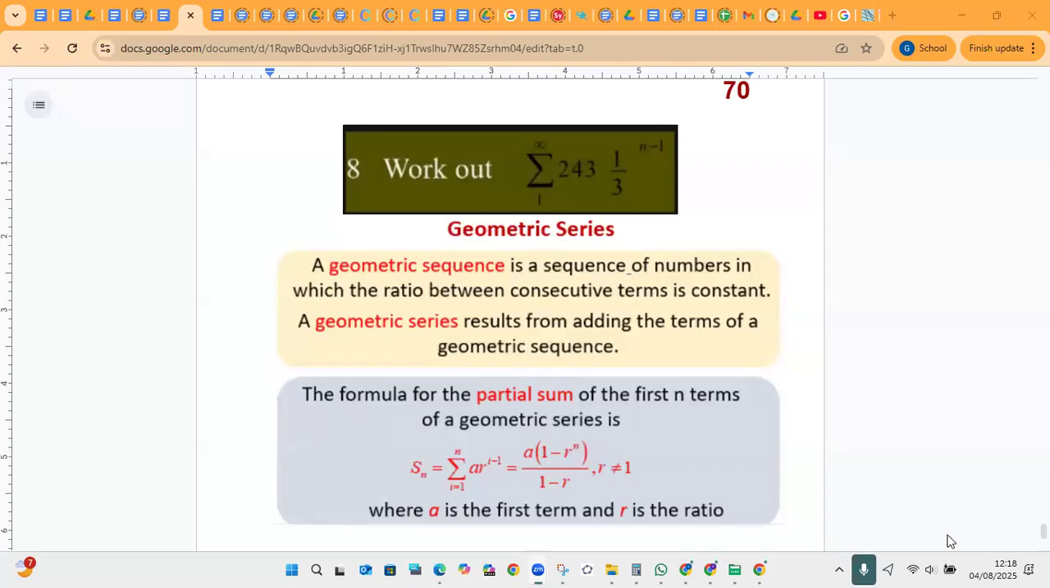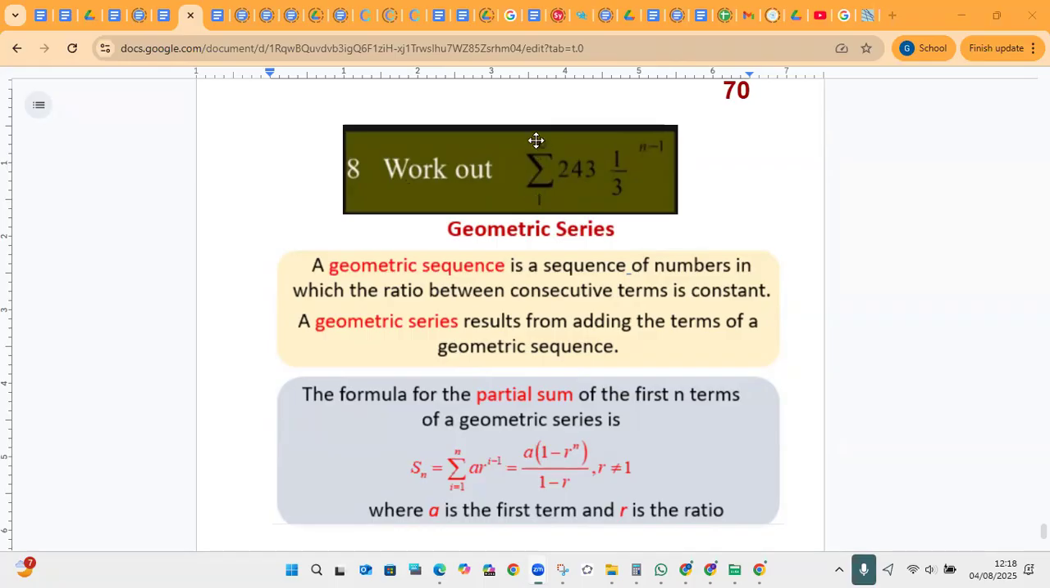Here we are going to discuss how to evaluate a geometric series. It says work out the sum from 1 to infinity of 243 times a third raised to the n minus 1. So this is a sum of a geometric series from 1 to infinity, from the first term up to the infinite term.